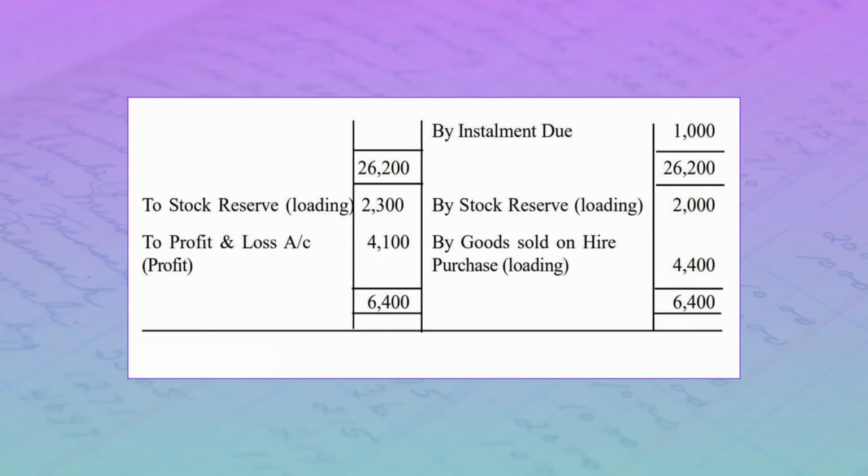And here by goods sold on hire purchase, that is 4,400. This is the loading amount, 4,400. So how did we arrive at it? So this is 17,600. So out of this 17,600, 4,400 is the amount which is included in this. By goods sold on hire purchase, 4,400. So here the information has been provided. Yes, 4,400. So total it is 6,400, 6,400.